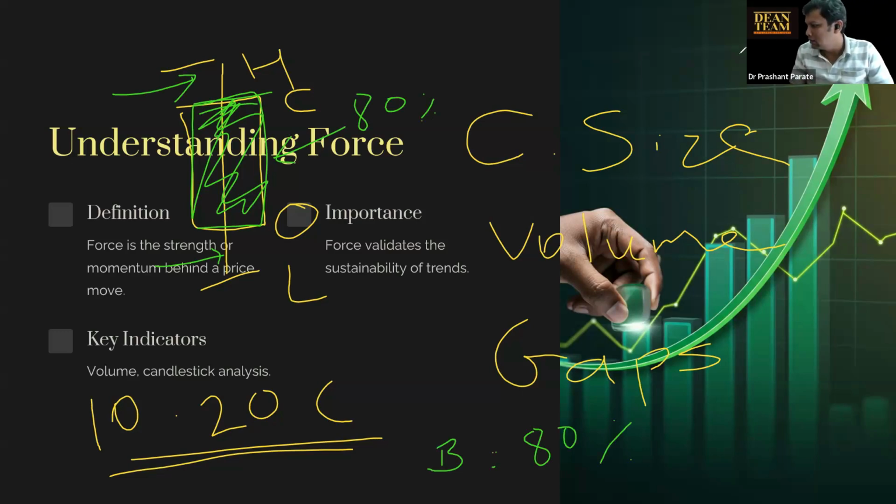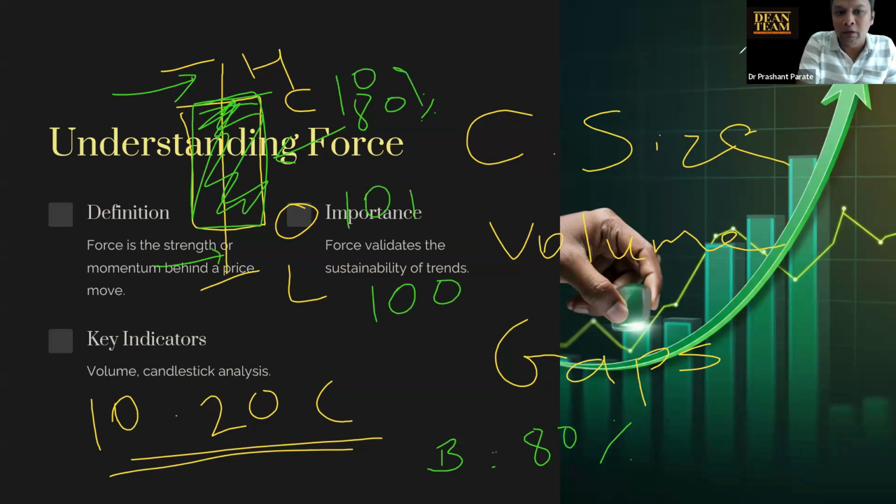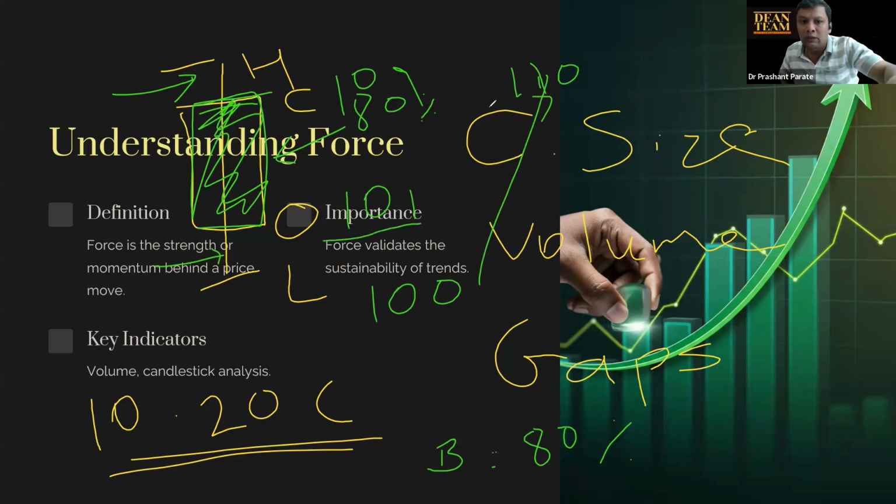And candle size? If it is larger than previous average, then it is a strong bullish candle. So how do we know that the candle size is this much? Suppose this is 100, this is 101, this is 109, and this is 110. High is 110. Okay, 100 to 110. It has moved from 100 to 110, and 101 is open, 109 is close.